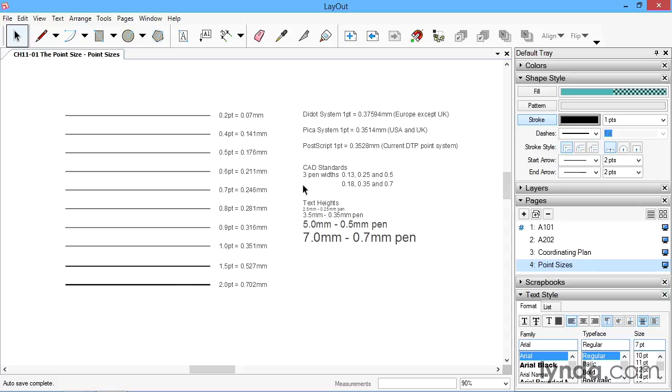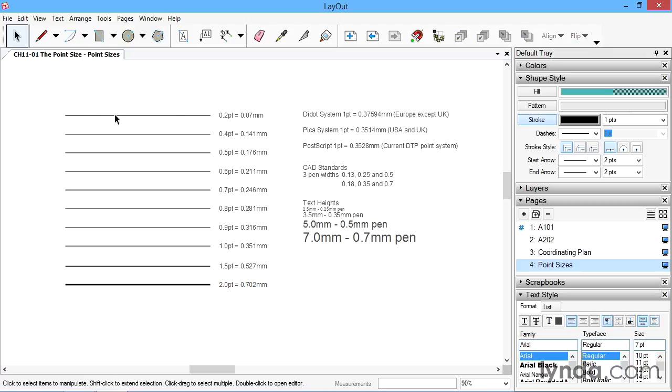So if you want to compare the pen widths here, 0.13, 0.25 and 0.5, for example, in point form, then you were looking at around about 0.4 and then 0.7 and then 1.5. Alternatively, the 1/8, then you're looking at 0.5, 1 and 2. So for this sort of standard.